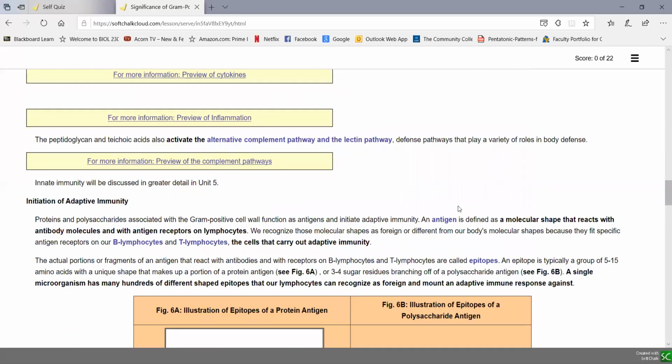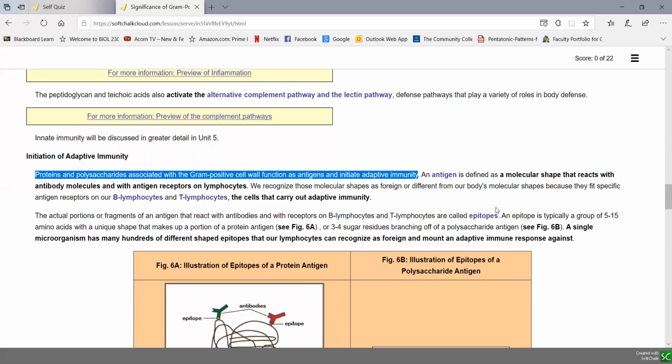Now, again, we'll learn the details about that later on in Unit 3 and again in Unit 5 when we get to innate immunity. So that's initiation of innate immunity, PAMPs binding to PRRs, leading to inflammation in this case. But also, bacterial cell wall components can initiate adaptive immunity. So various proteins and polysaccharides associated with the gram-positive cell wall also act as antigens, and antigens are what initiate adaptive immunity.